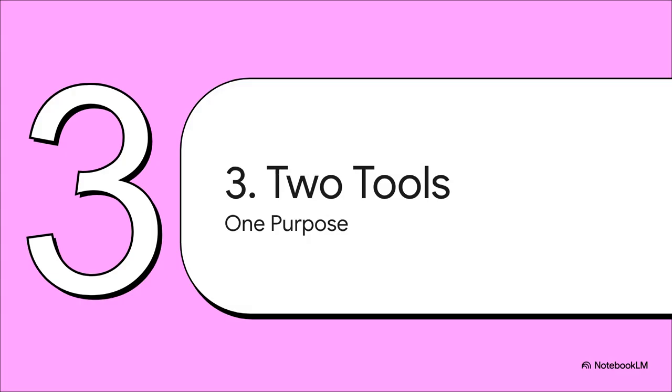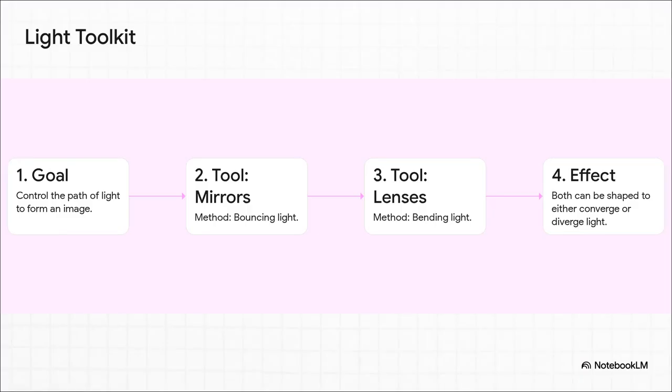And this brings us to a really powerful idea. Okay, we've looked at bouncing light with mirrors and bending light with lenses. They seem like completely different things, but really, they're just two different tools for achieving the exact same goal. Let's just think of this as our light manipulation toolkit. Our one and only goal is to control the path of light. And to do that, we have two main tools. Tool number one, the mirror. Its method is bouncing. Tool number two, the lens. Its method is bending. And by simply shaping them, curving them inward or outward, making them concave or convex, we can make either of these tools focus light together or spread it apart.